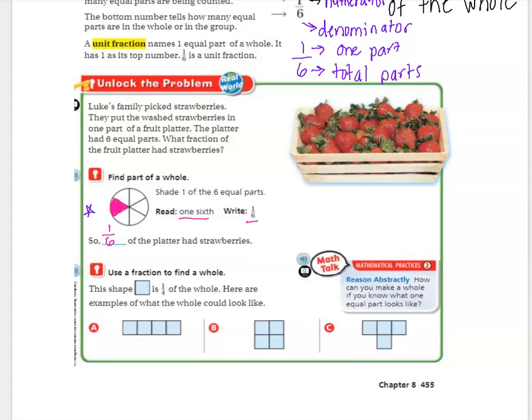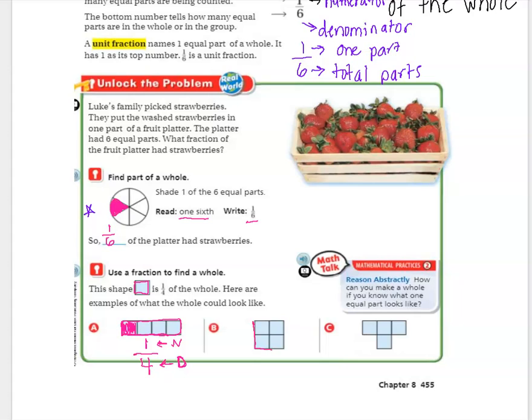So now let's go down below and let's use a fraction to find a whole. We're going to find the unit shapes in here. So this shape right here, this square, is 1/4 of the whole. Here are examples of what the whole could look like. So this could be our entire, let's say, chocolate bar. This section is 1/4 out of that. Because there's 1 shaded and there are 4 total parts. Remember, your numerator tells you the number that are shaded, and that denominator is in charge, and she tells us the total parts. Let's go to B.